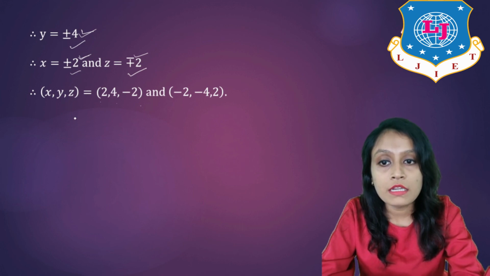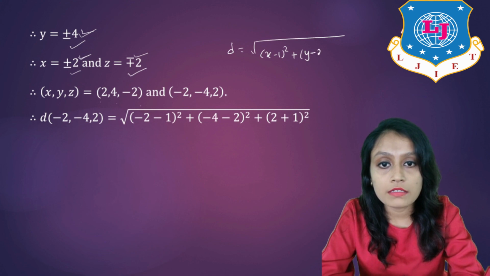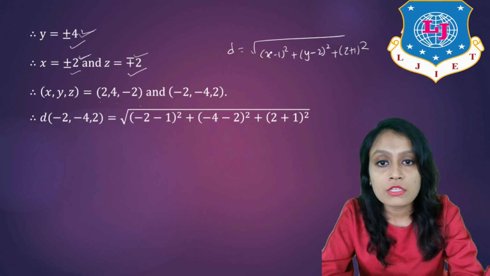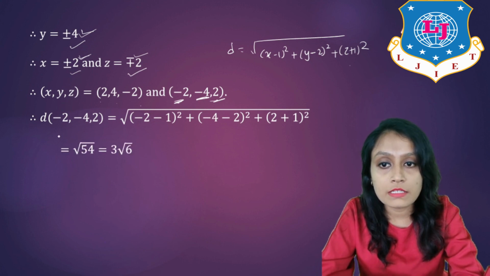Now we will find the distance. Okay, so now we know the formula of distance, that is under root of (x minus 1) square plus (y minus 2) square plus (z plus 1) square. In place of x, y and z we have to write the point values. Firstly, in place of x write down minus 2, in place of y minus 4, in place of z 2, and simplify it. So you will get distance at this particular point, that is (minus 2, minus 4, 2), equal to 3 under root 6.